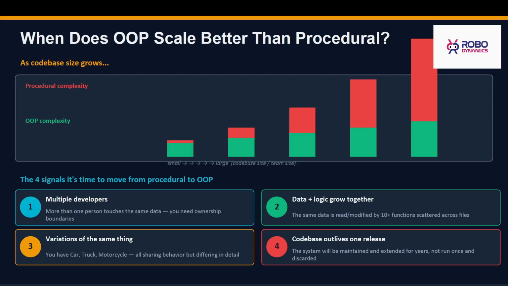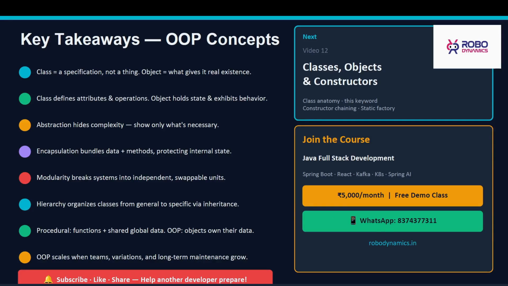Now, when do you think object oriented programming scales better than procedural? If let's say you have multiple developers in your team, object orientation handles it. If there is a small variation and it keeps on changing and changing and changing, object oriented programming works. Correct? If you want to bind data and methods together, object oriented programming works. Correct? If your code base outlives one release, that means code keeps on growing and growing and growing, object orientation actually works.